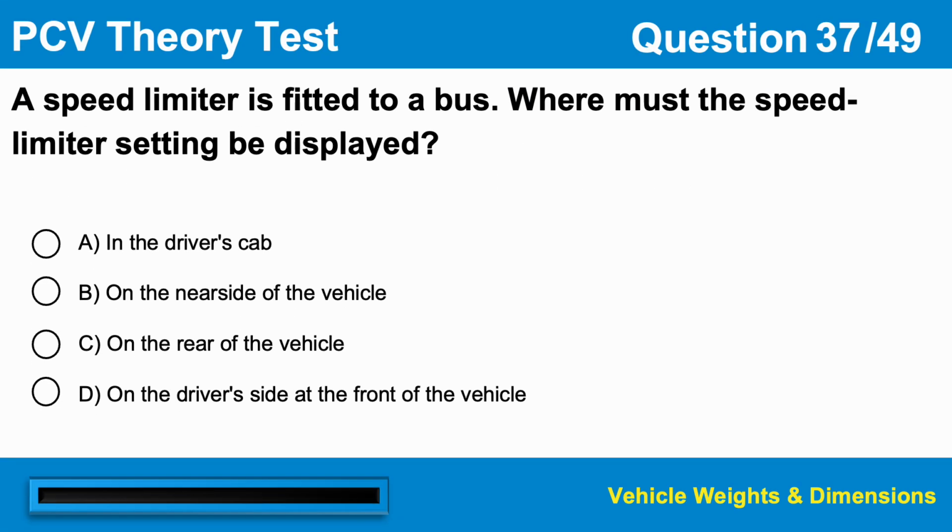Question 37. A speed limiter is fitted to a bus. Where must the speed limiter setting be displayed? A. In the driver's cab. B. On the near side of the vehicle. C. On the rear of the vehicle. D. On the driver's side at the front of the vehicle.